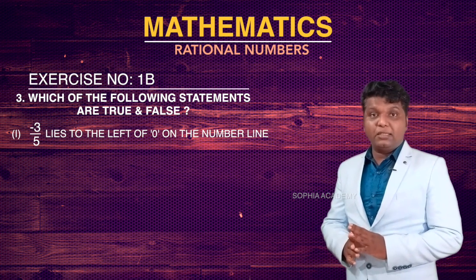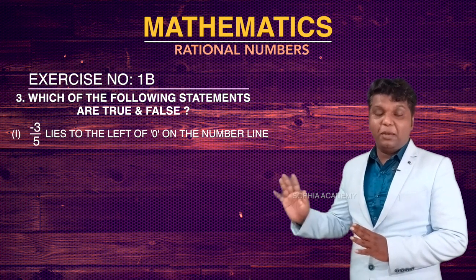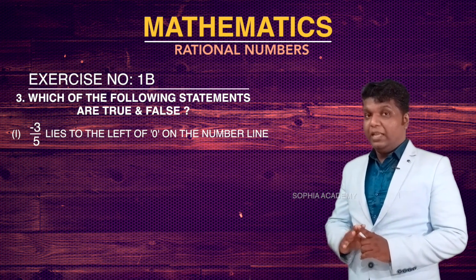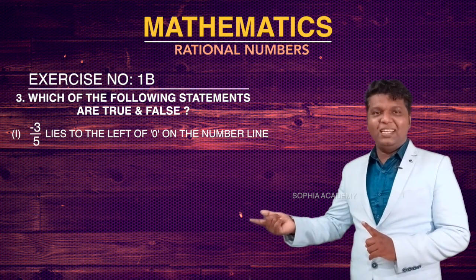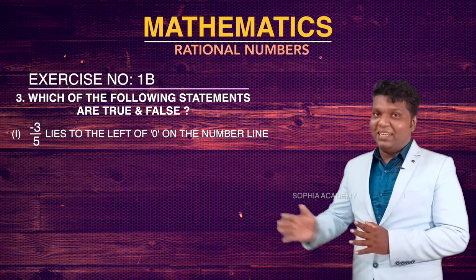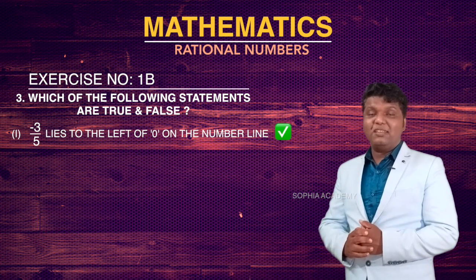Minus 3 by 5, anyhow, 3 by 5 is a rational number. Definitely it will be there. It can be represented on the number line. You know that's a fact. What about minus 3 by 5? Is it on the left hand side? Definitely yes. Why? Because the negative numbers are situated towards the left hand side. So that statement is true.